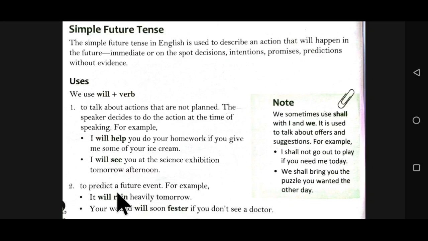Okay. Let's see with this example. It will rain heavily tomorrow. So it is used to show an action that will happen in future, and it is actually a prediction. Okay, it will rain heavily tomorrow. So it is used to predict a future event or a future action, because this action of raining has not yet happened, but it is a prediction that it will rain in future. It will rain heavily tomorrow. So this is the second use of simple future tense.